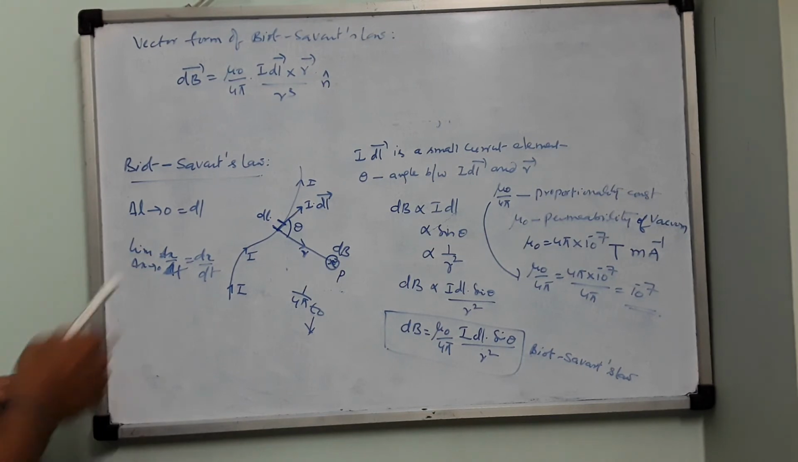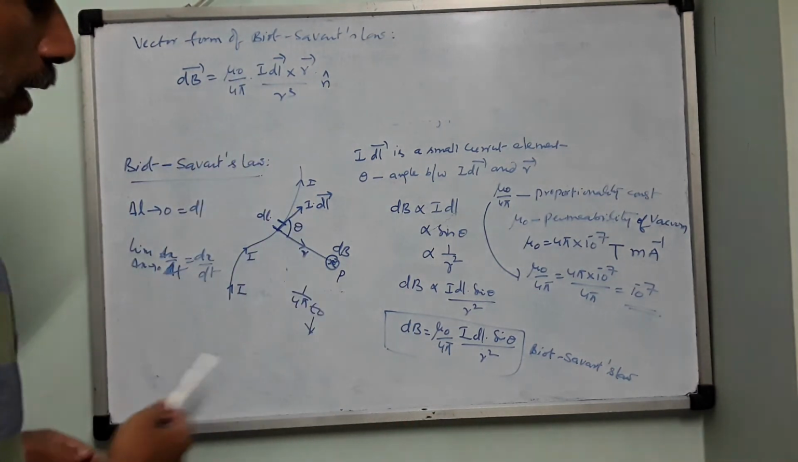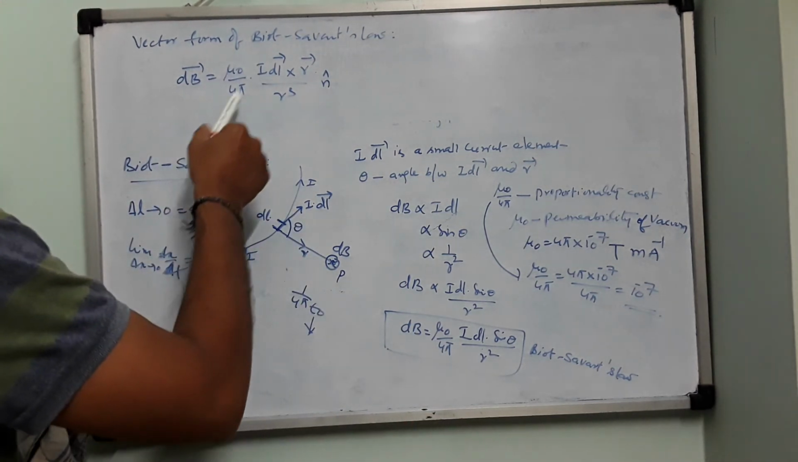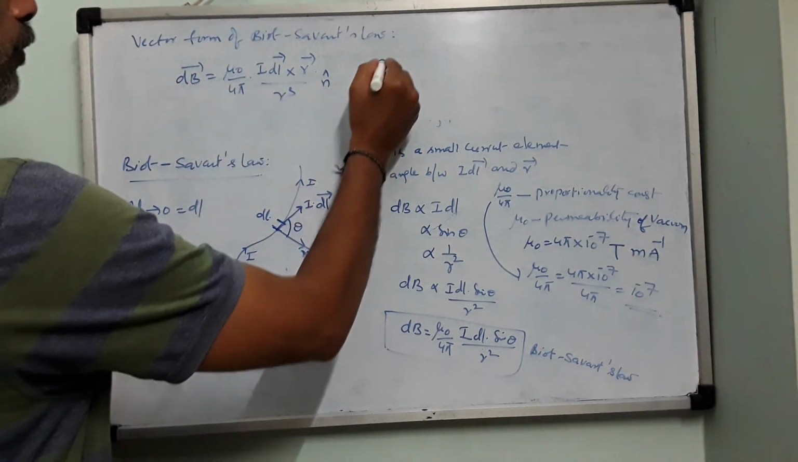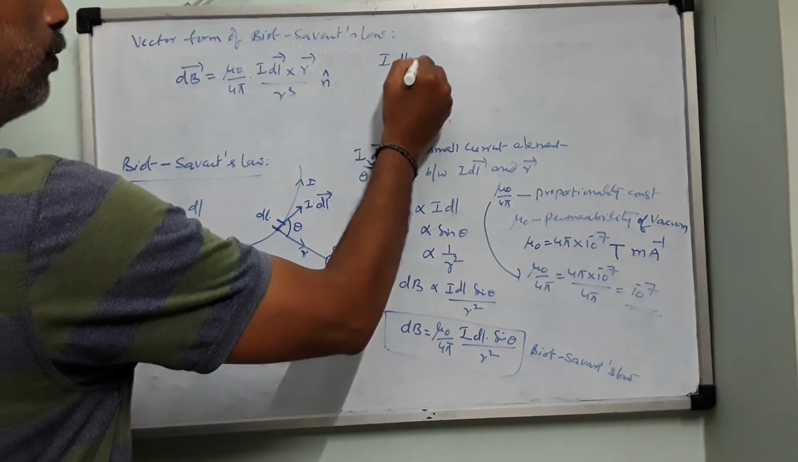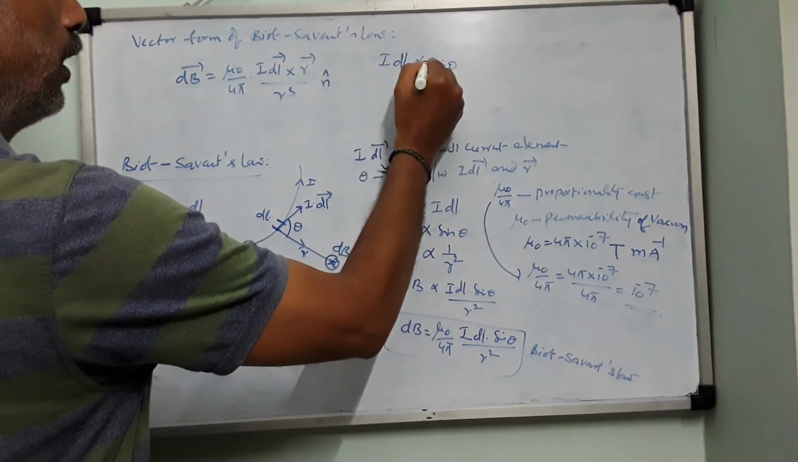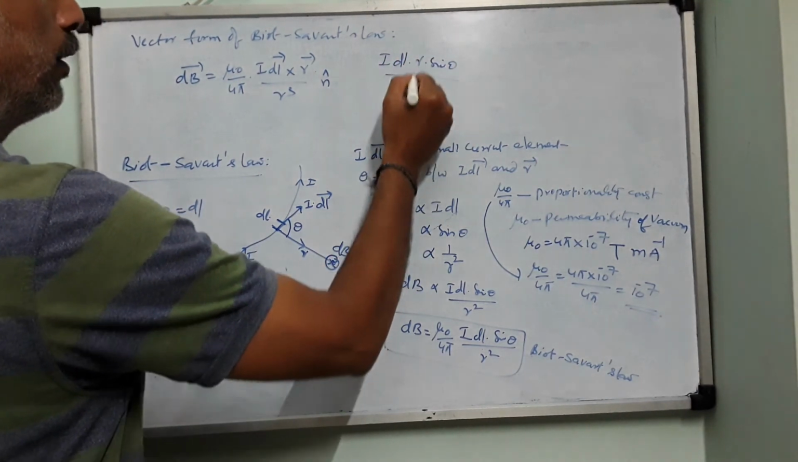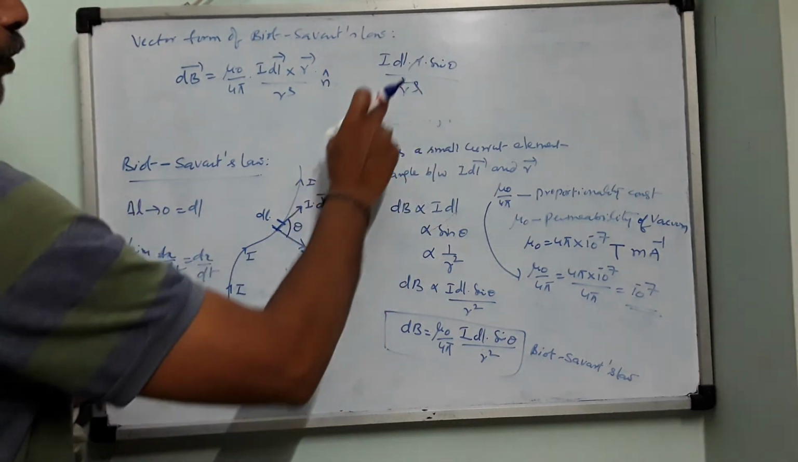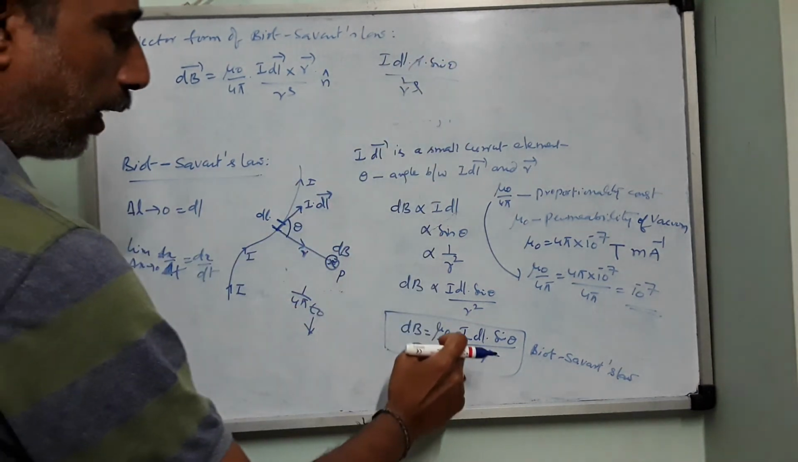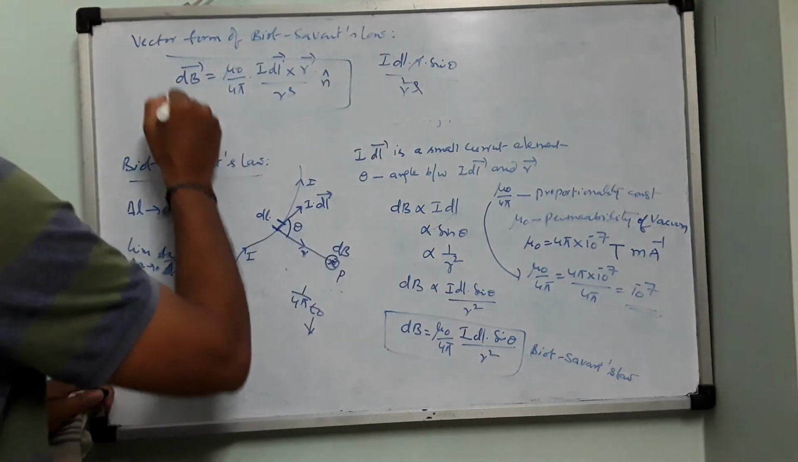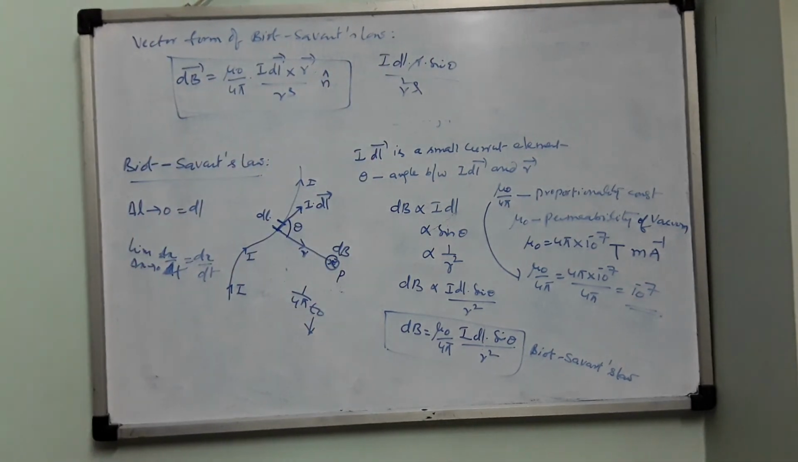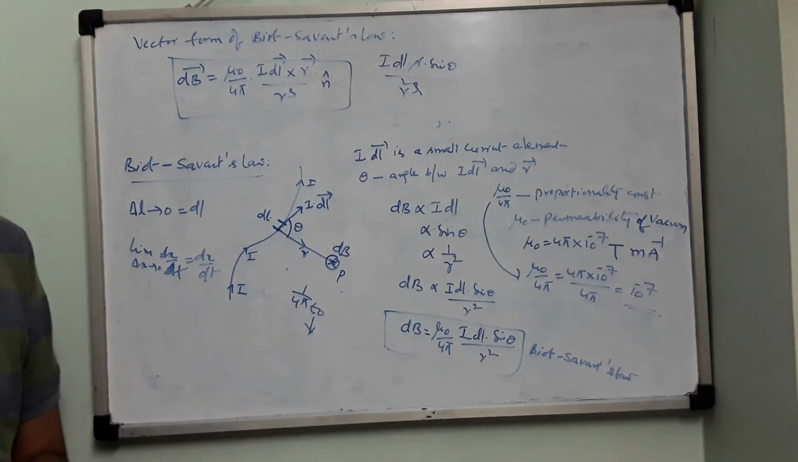Now you see whether this and this both are the same or not. Write the magnitude of this one. A cross B is nothing but AB sin theta. AB sin theta means you will get IDL into R into sin theta divided by R cube. This R will cut, leaving R square. You have IDL sin theta by R square, with mu naught by 4 pi as it is. So therefore, this is the correct format of the Biot-Savart's law.